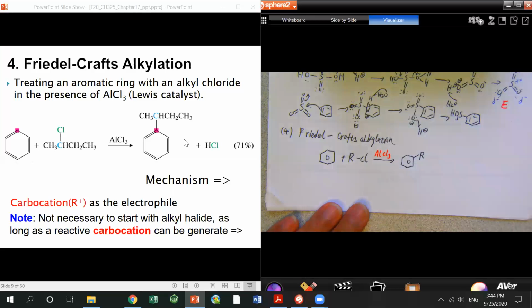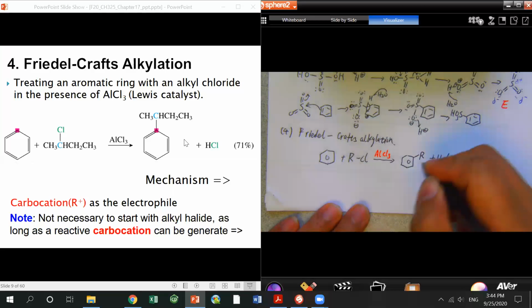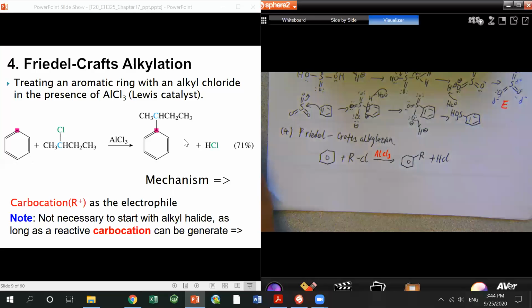Also you generate HCl as another byproduct. For this reaction, the intermediate is actually a carbocation, which acts as the electrophile. And here I show you the mechanism.